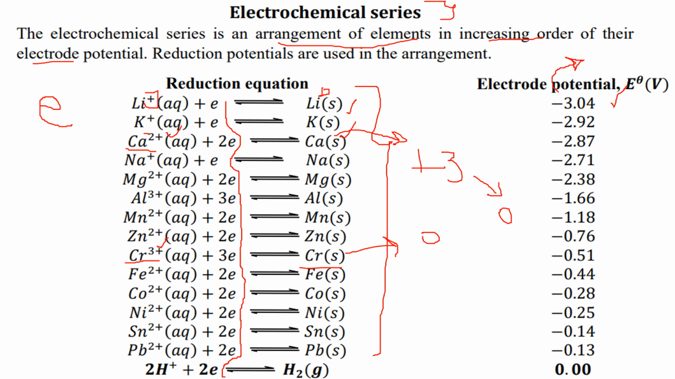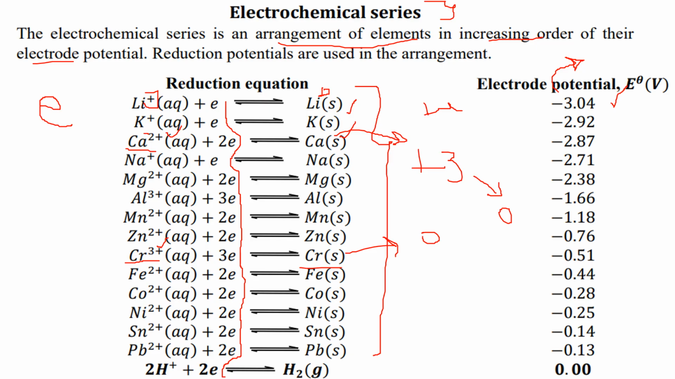So you can either identify a reduction equation by looking at whether the electrons are on your left-hand side, or simply by looking at the oxidation states that are present on your left-hand side and on your right-hand side. Now the opposite is true. For you to identify an oxidation equation, electrons must be on your right-hand side, and also oxidation states must be increasing. I hope that is clear.